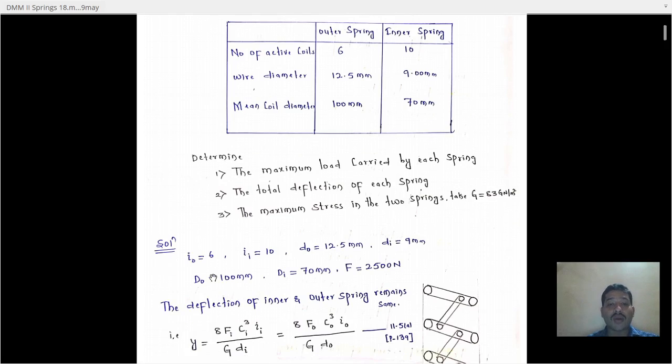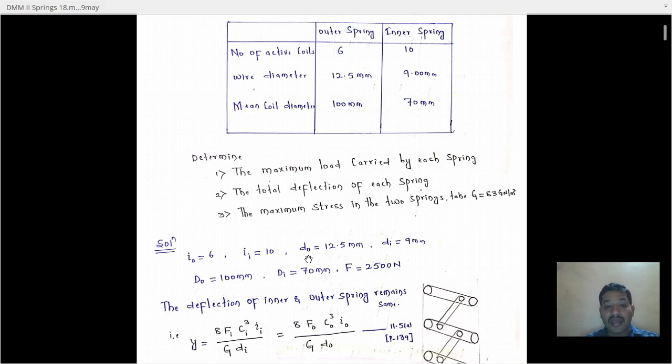First of all, write down the given data. The outer spring is represented by O, and the number of active coils is represented by capital I. Capital I represents the number of active coils of the outer spring. How much is given here? 6 is given. As well as the number of active coils of the inner spring, which is given as 10.